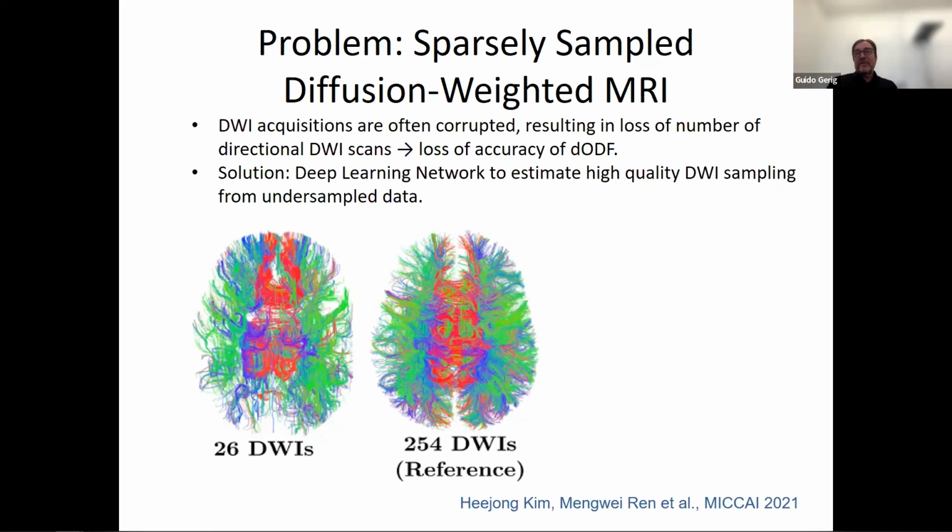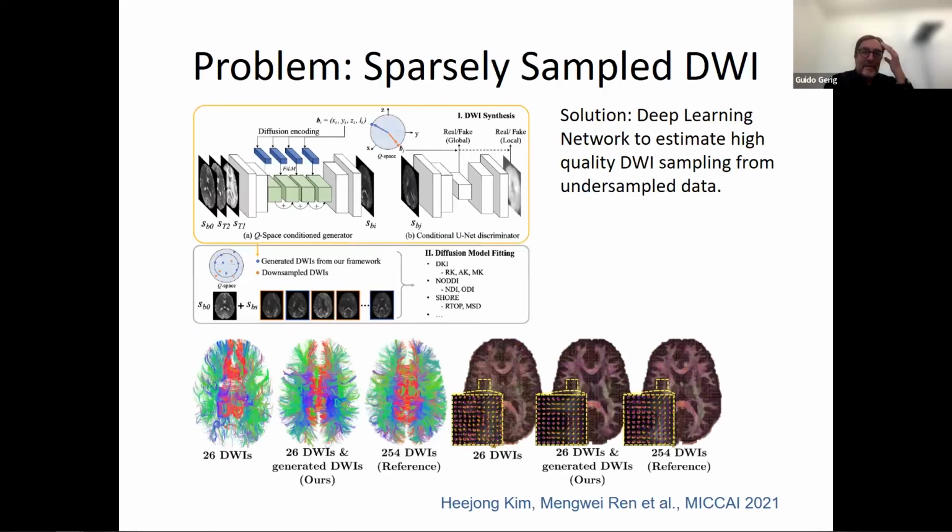And there was always the question in our study, what is the criteria? We have a table of how many directions in the diffusion space are surviving quality control, and where do you pull the plug and say, delete the data? You should not delete the data because it's so valuable, especially in a longitudinal study. So another student of mine, Hu Chang Kim, who is now a postdoc at Columbia, with Meng Wei Ren, who is still a PhD student, they said, can we synthesize the missing directions?